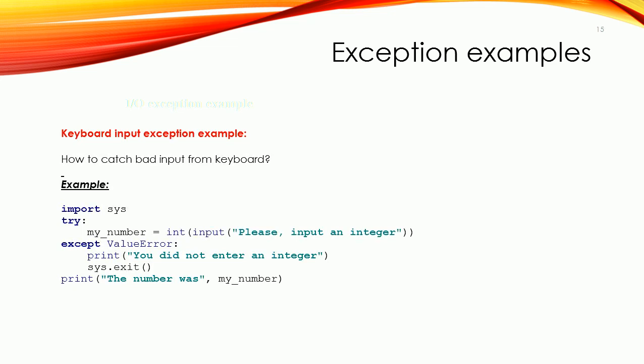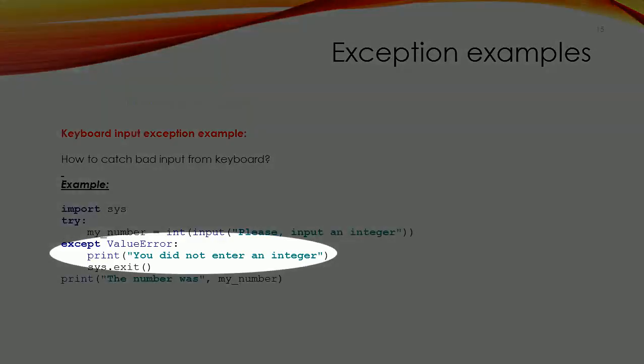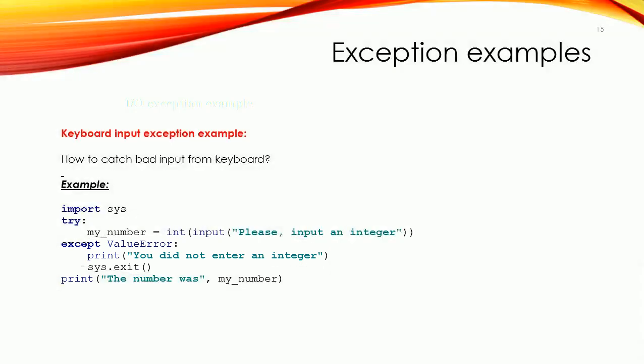How to catch improper input from the keyboard? We will use value error. So as you can see in this example, we are trying to read an integer from the user. What if the user entered an improper type, like a string, for example? We will go to the except block and we will display "you did not enter an integer", and in this case, we will exit our program. However, if everything went alright and the user entered a proper integer value, we will display the number that he had entered.